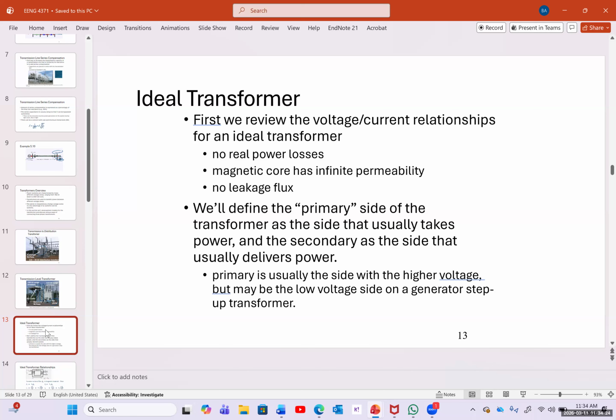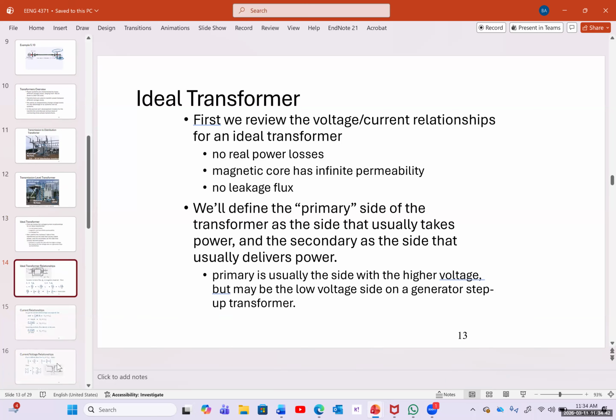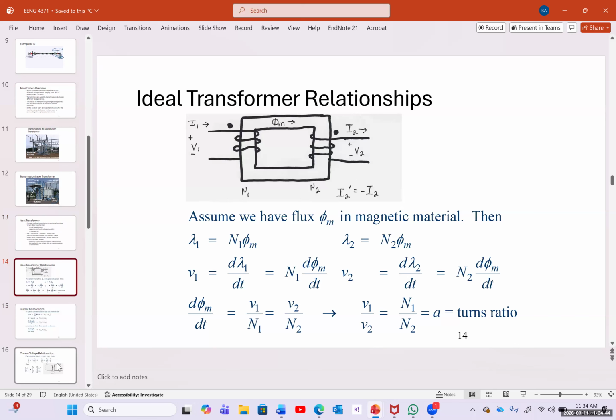By the way, if we reduce the voltage, it's going to be step down. If you increase it, meaning the secondary voltage is greater than the primary, it's called a step up transformer. But if it's connected to the generator, it's usually a step up, because we want to step up the voltage at the generator side and step down at the load side.